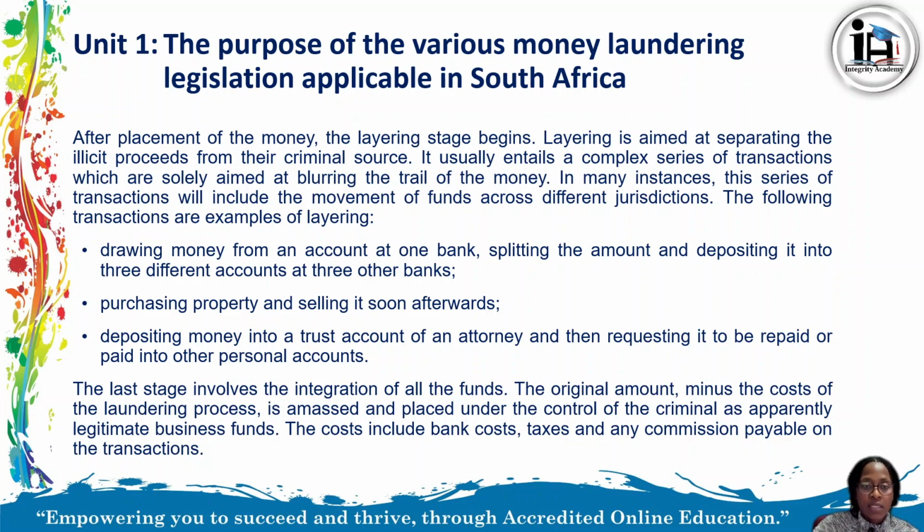The last stage involves the integration of all the funds. Now the funds are in the system. The original amount minus the cost of the laundering process is amassed and placed under the control of the criminal as apparently legitimate business funds. The costs include bank costs, taxes, and any commission payable on the transactions.